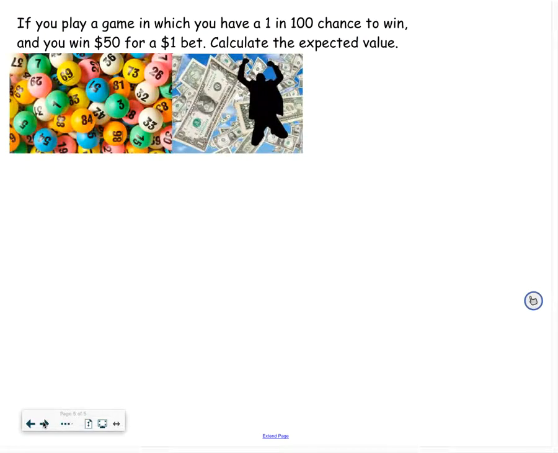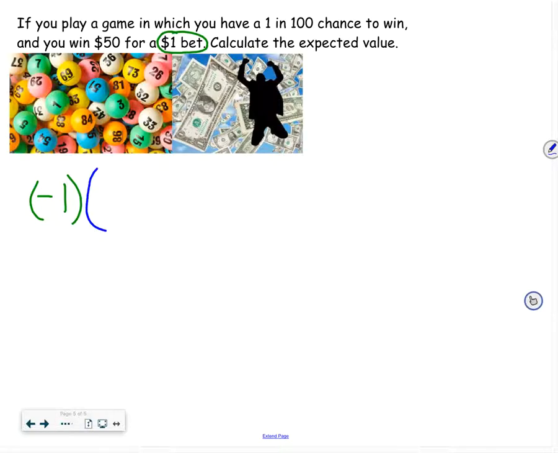If you play a game in which you have a 1 in 100 chance to win, and you win $50 for one bet, calculate the expected value. So first thing I'm going to do is look at the value of losing. If you're losing, you're betting that $1, so it's negative $1 that you're betting. What's the probability of you losing?